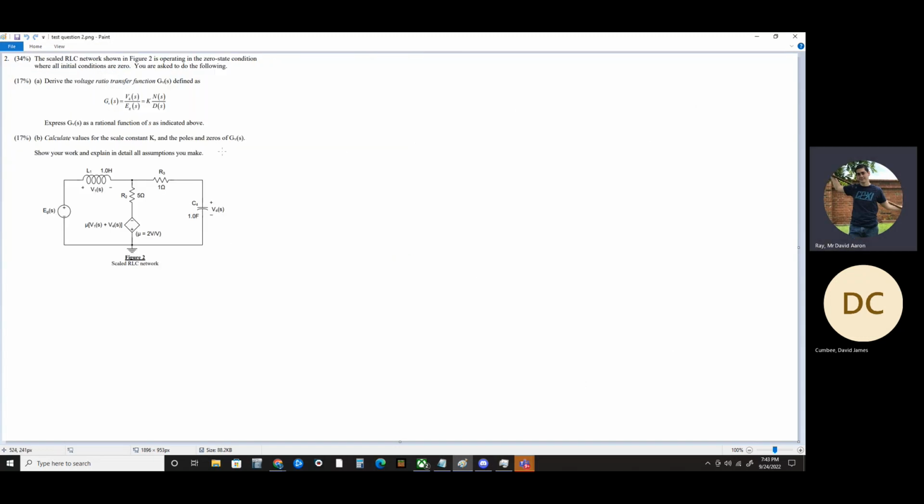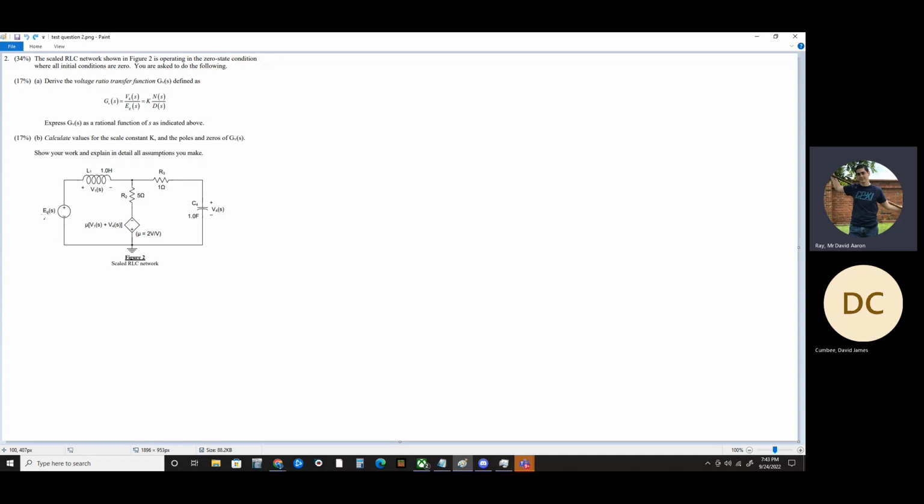So for question 2, we need to derive a voltage ratio transfer function. And we see that there's V4, so that's probably going to have some combination of this. We'll find out whenever we get there. And then once we find our transfer function, we want to find the scale constant, K, and the poles and zeros of GV of S. It's kind of similar to what we just did, except we don't have to worry about if it's bounded or unbounded, and we don't have to attach a source since EG is already attached to the whole thing.